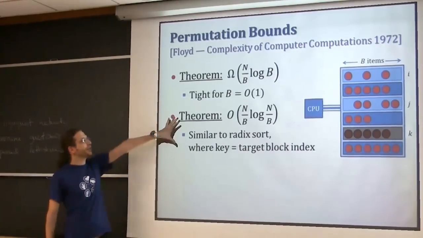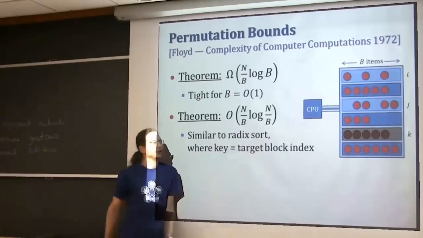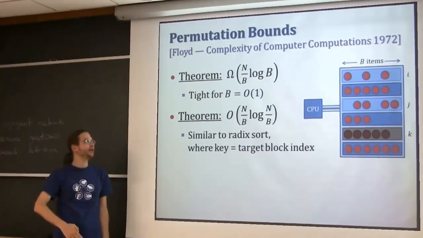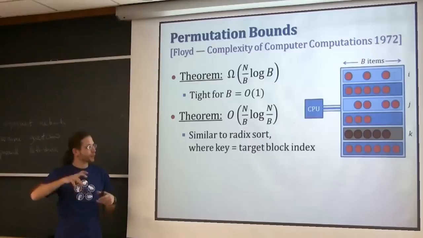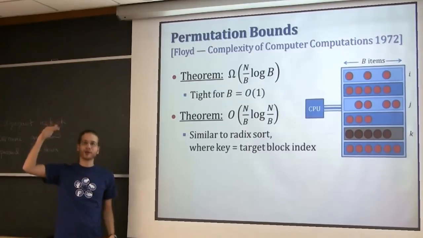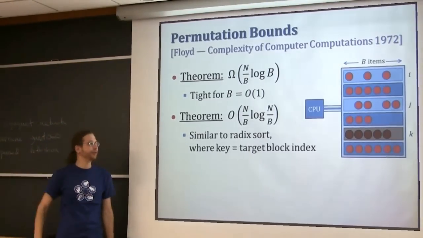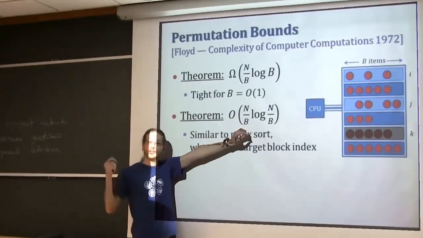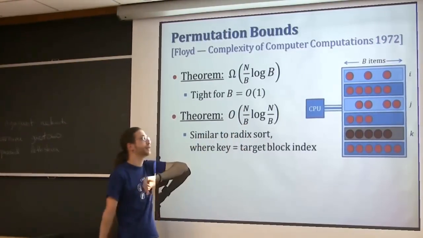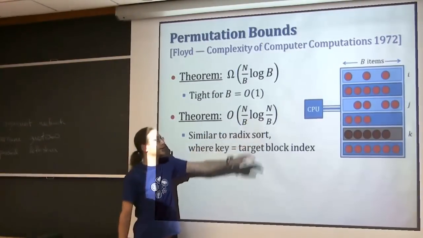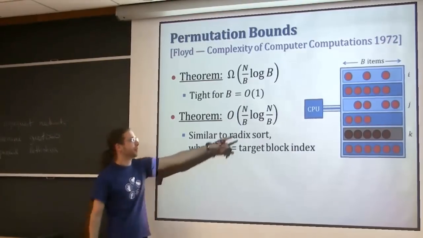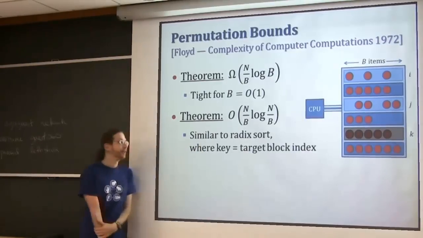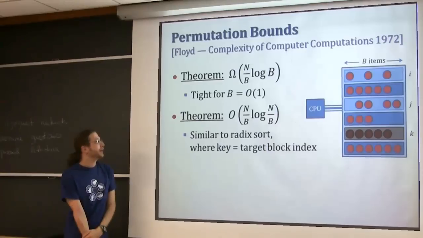OK, so the way to get n over b log n over b is basically a radix sort. In one pass through the data, you can rewrite everything to have the lower order bits of 0 before all the lower order bits of 1. So in n over b, you can sort by each bit in the target block ID of every item. And so you do log of n over b things, because that's how many blocks there are. This is how many passes you need by a binary radix sort. You can achieve that bound.